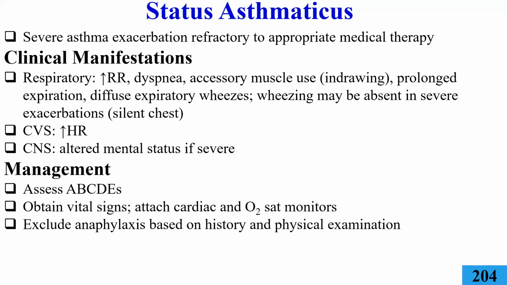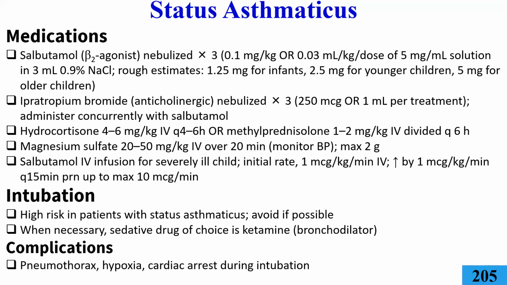It's again A, B, C, D, E. Medication: the salbutamol, the ipratropium bromide, and methylprednisolone. It's written here hydrocortisone, I guess because of the availability, but the most important, you give methylprednisolone or prednisolone. Magnesium sulfate, salbutamol infusion, very unlikely. Intubation, very important to remember. Hypoxia, pneumothorax, and cardiac arrest are common, or not rare.